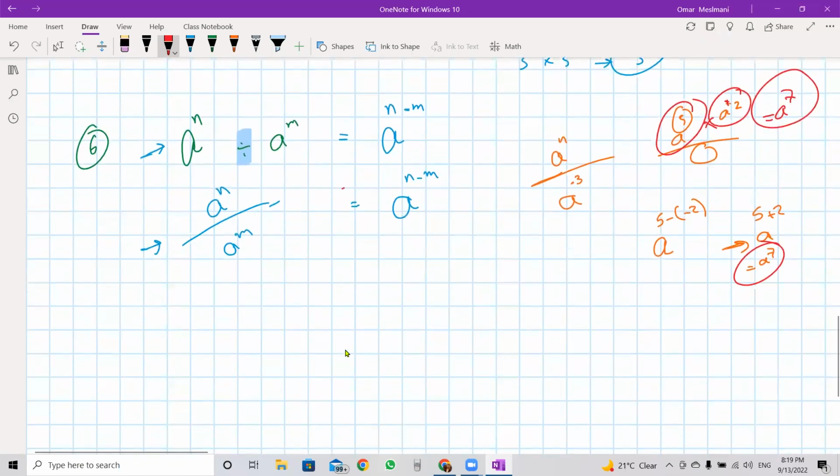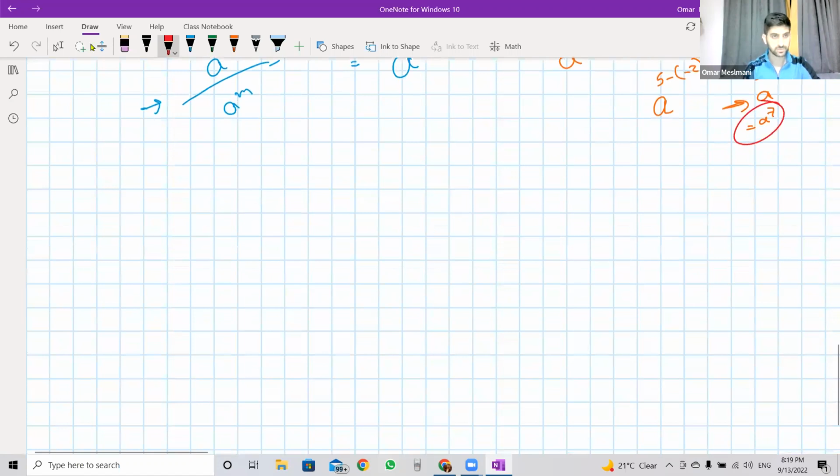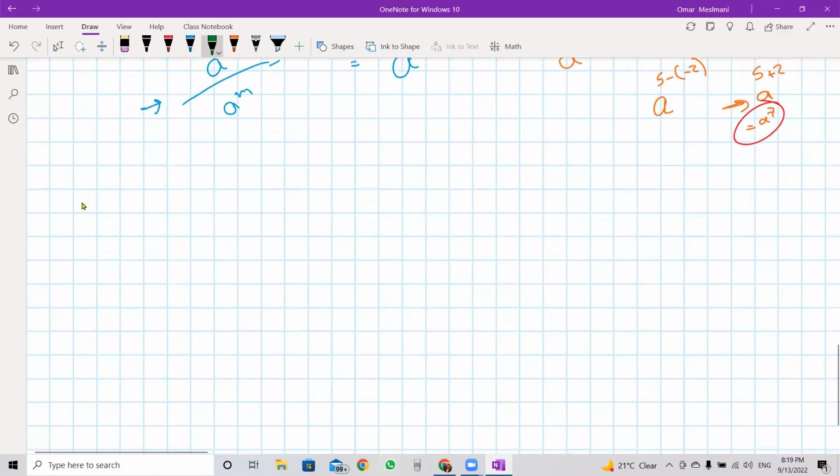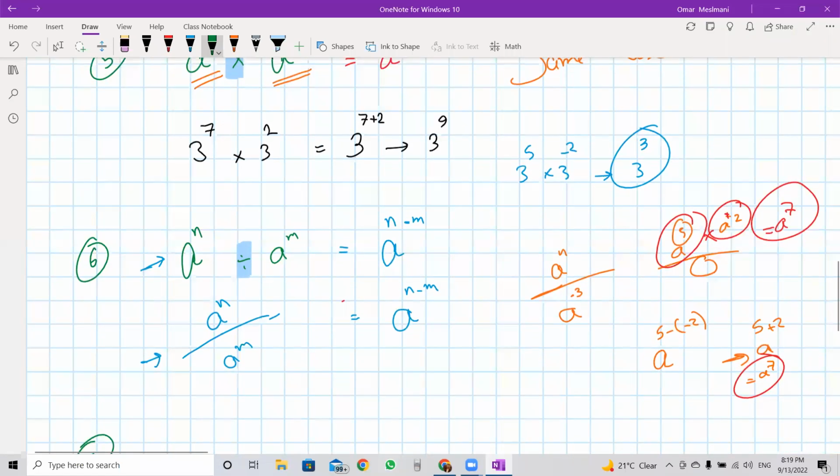All right, so that's rule number 6. Rule number 7 now. Mr., wait, can I just write the orange example? Because I didn't write the orange example. Thank you, Mr.